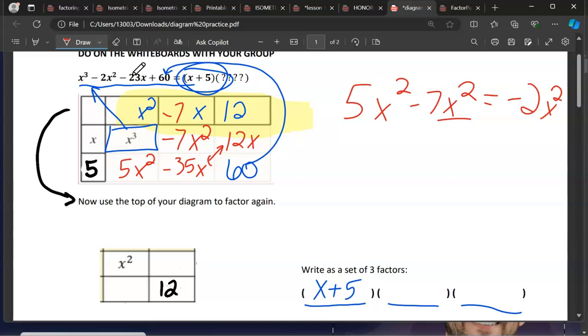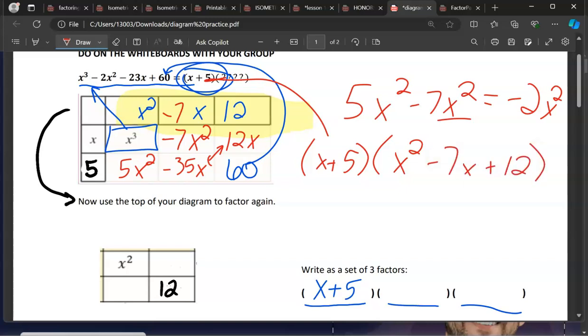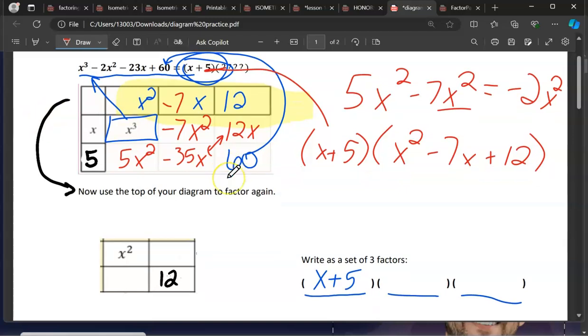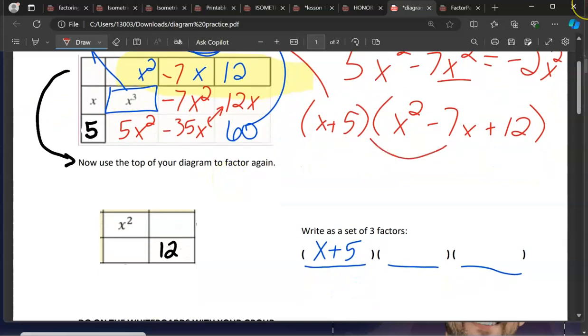Okay, that is halfway there. So we now have x plus 5, which was given to us, times the other part, x squared minus 7x plus 12. Now I need to take this and turn it into these two factors. That's where this set of boxes comes in.